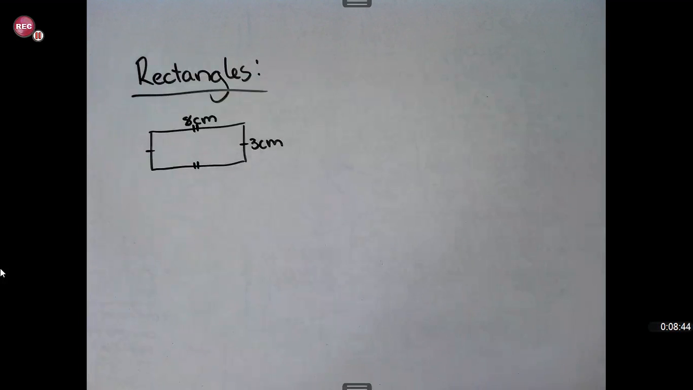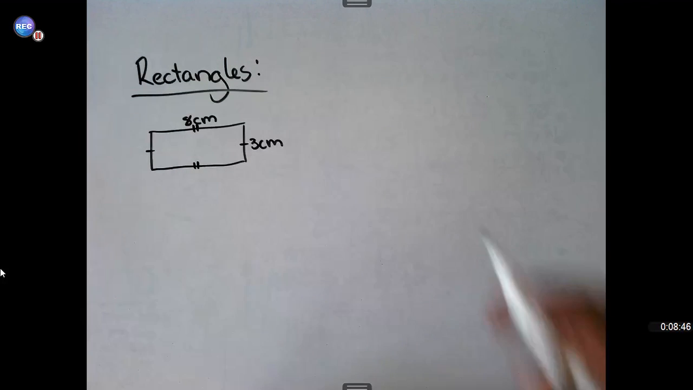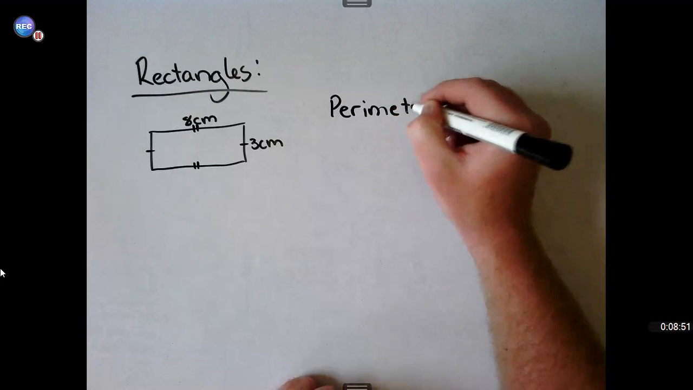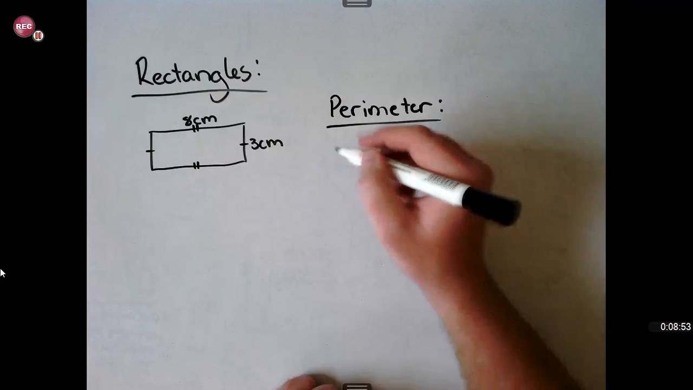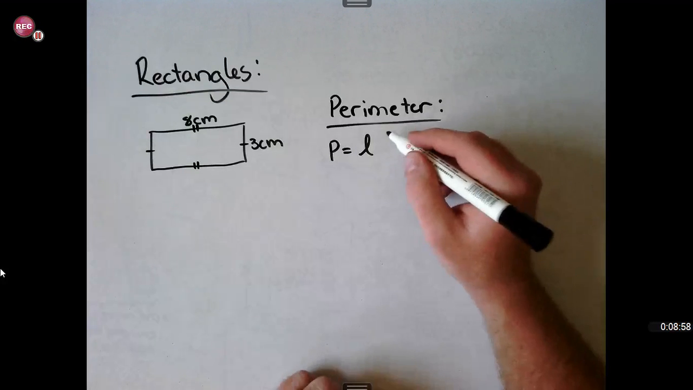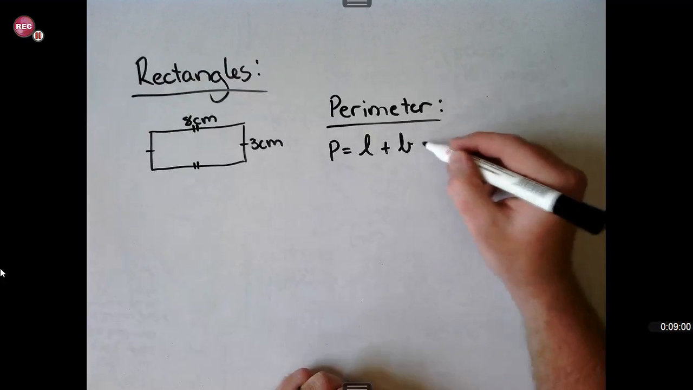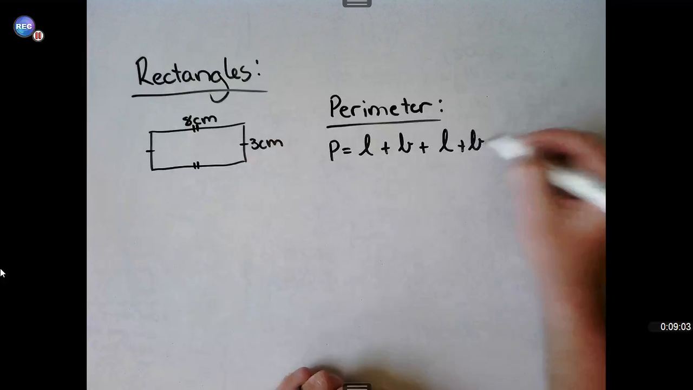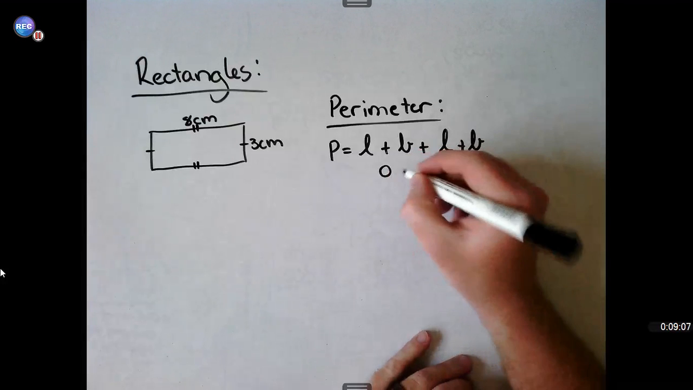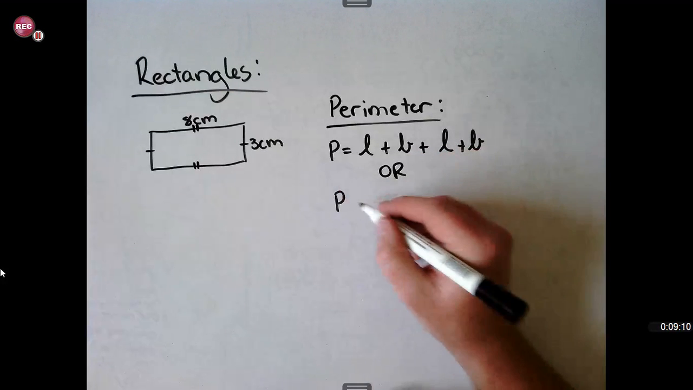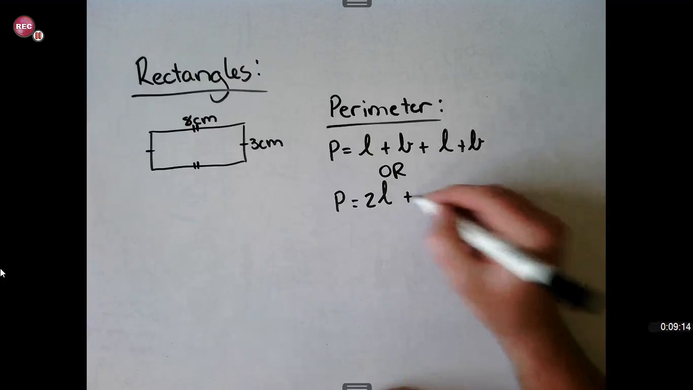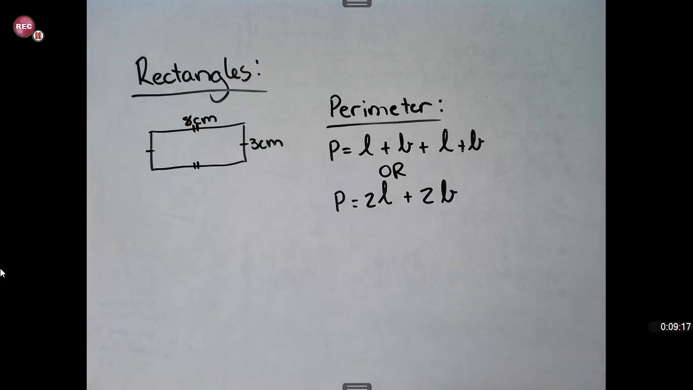Okay? So the perimeter of the rectangle would be calculated as follows. So perimeter would look as follows. It would be P is equal to length plus breadth plus length plus the breadth. That is the primary school method that they showed you. The other formula that you are allowed to use would be 2 times the length plus 2 times the breadth.